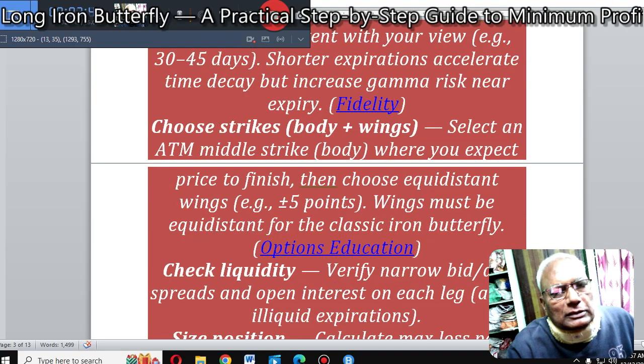Choose strikes, body plus wings. Select an ATM middle strike body where you expect price to finish, then choose equidistant wings, e.g. plus or minus 5 points. Wings must be equidistant for the classic iron butterfly.